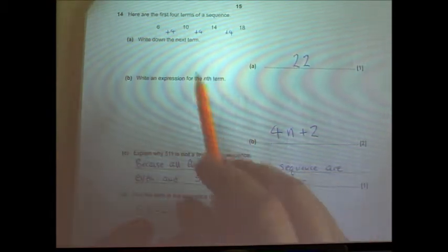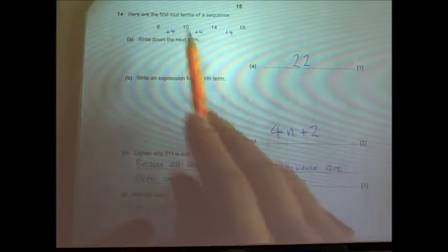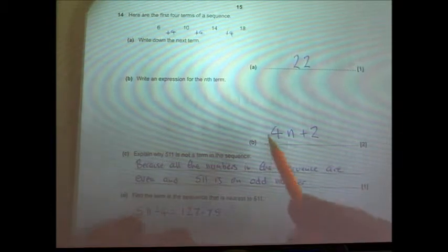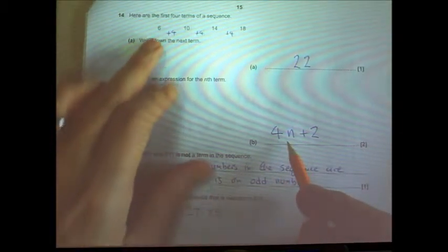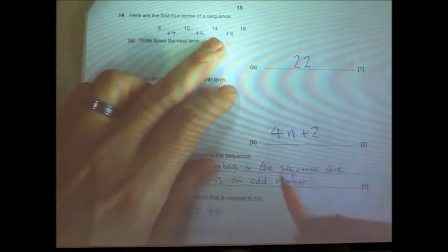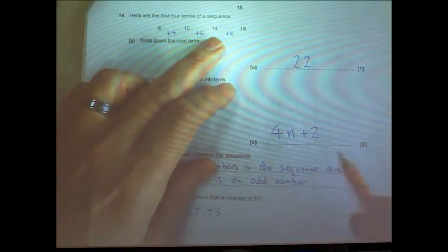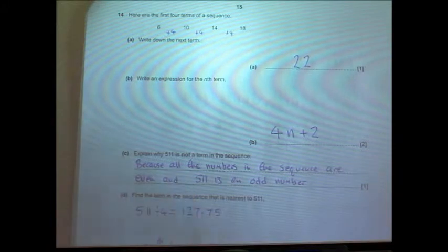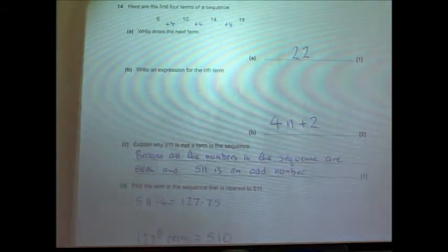And the way I do it is, how do you get from 4 to 6? Well, you add 2, so it's 4n add 2. So 4 times 1 is 4, add 2 is 6. 4 2s are 8, add 2 is 10, and for the third term, 4 3s are 12, add 2 is 14. Explain why 511 is not a term in the sequence.